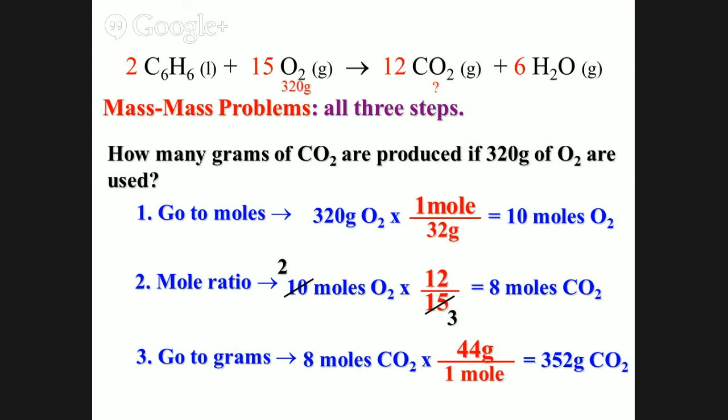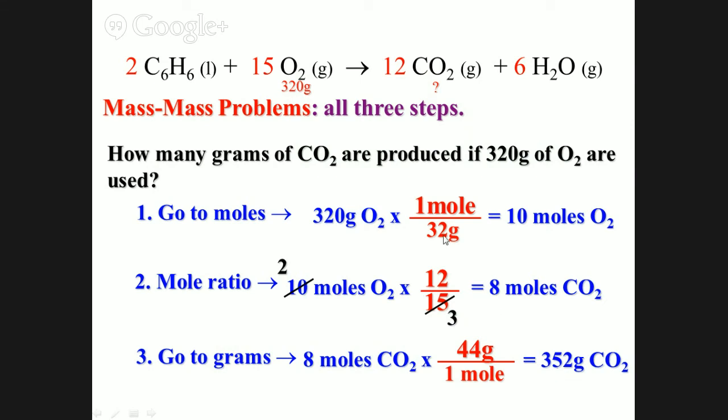And then I don't want to know moles in this case. I want to know grams. So this would be another one of my mole problems that we've been doing, where I already know the moles, and I go times 44 over 1 mole to give me my answer in grams, 352 grams of CO2.